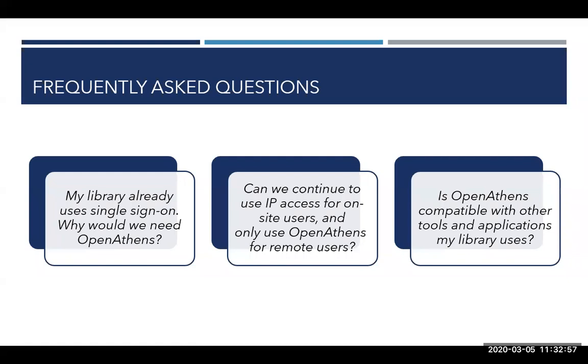So the next question here is, can we continue to use IP access for on-site users and only use Open Athens for remote users? So yeah, you can do that. Open Athens can defer to IP authentication for when a user is on campus. So that means sending the user directly to the publisher website without even touching Open Athens. On-site users would basically get right in as if they were accessing the website directly. And remote users would be required to log in.